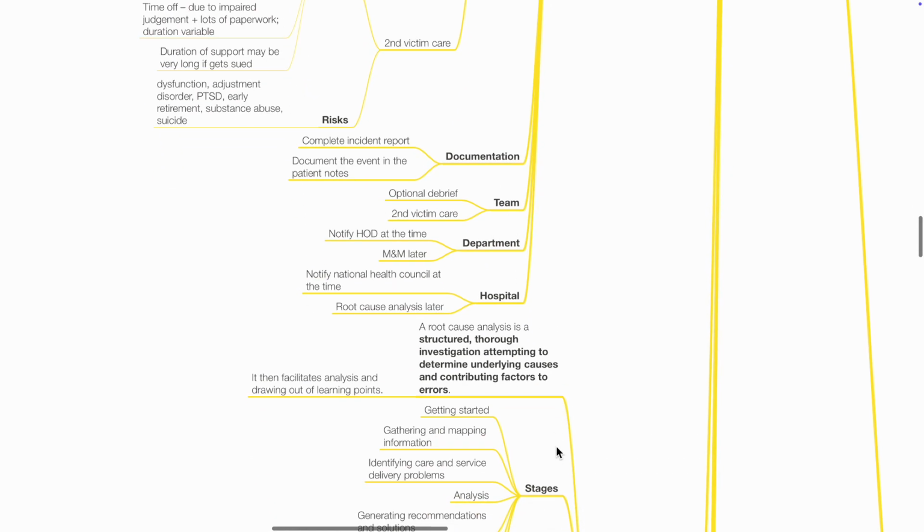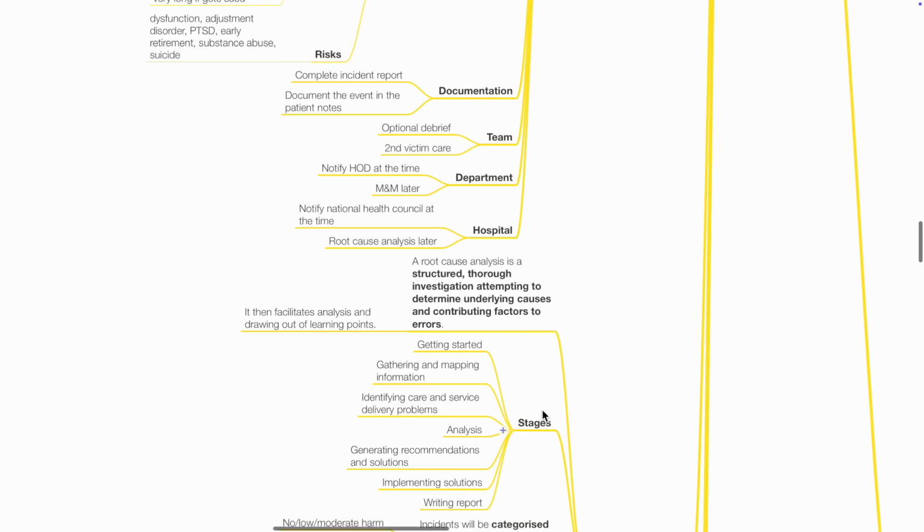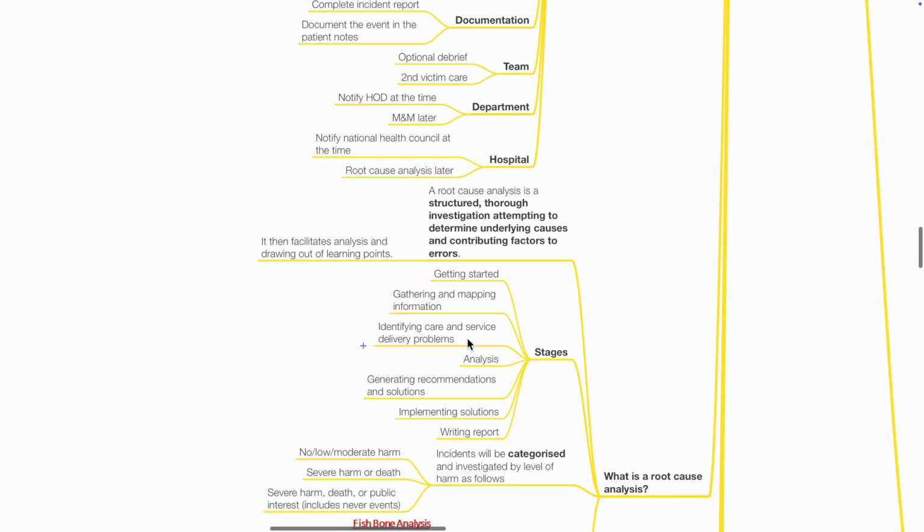A root cause analysis is a structured, thorough investigation attempting to determine underlying causes and contributing factors to errors. It facilitates analysis and drawing out of learning points. Stages include getting started, gathering and mapping information, identifying care and service delivery problems, analysis, generating recommendations and solutions, implementing solutions, and writing of the report.